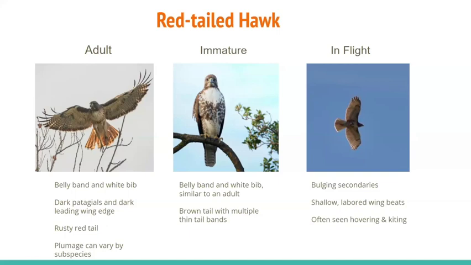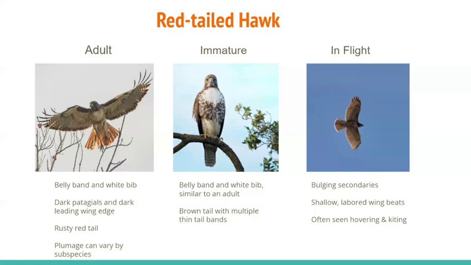Red tails can also be distinguished by their dark patagials. So again, that patch kind of right on top of their shoulder. And they also tend to have a very dark leading edge of their wing. And of course, as their name suggests, they tend to have that beautiful rusty red tail. Although we do keep in mind that plumage can vary by subspecies.